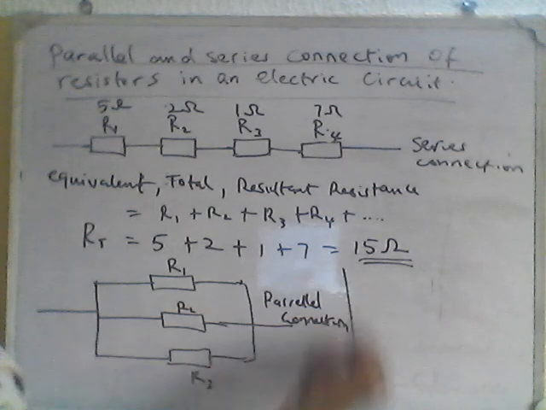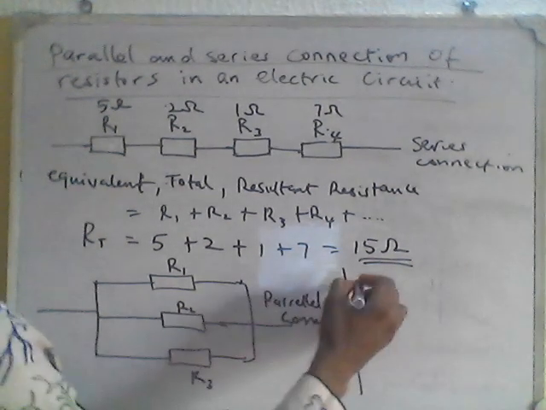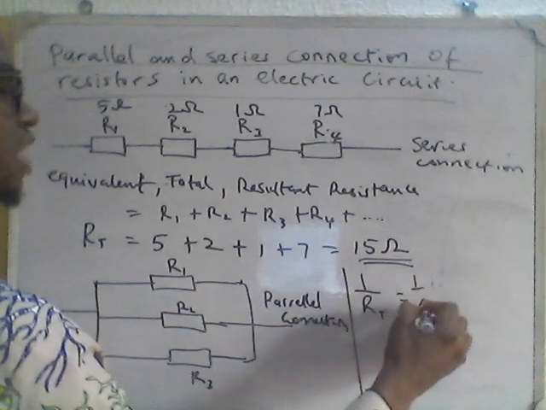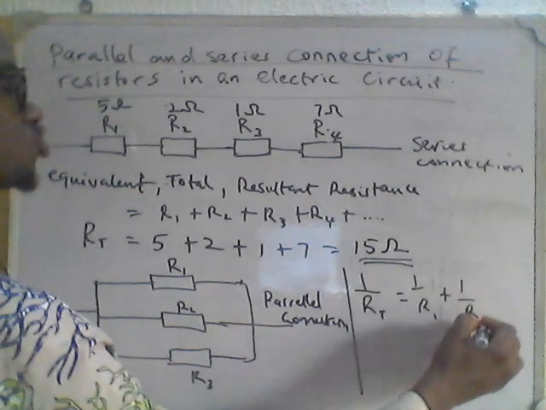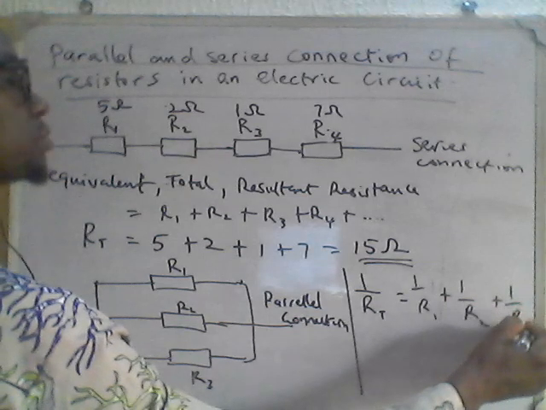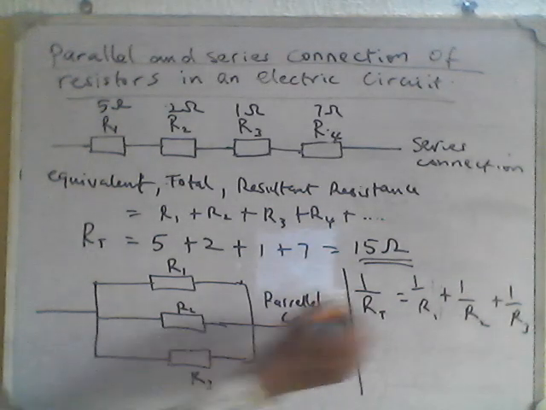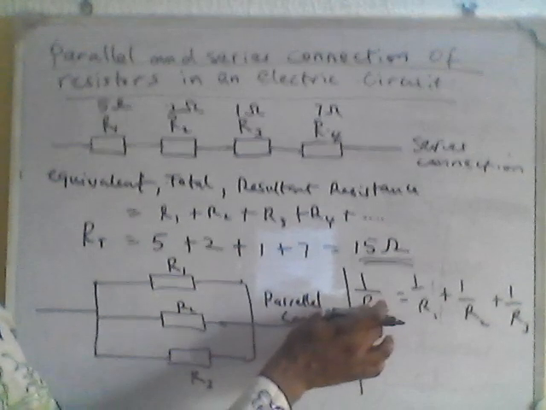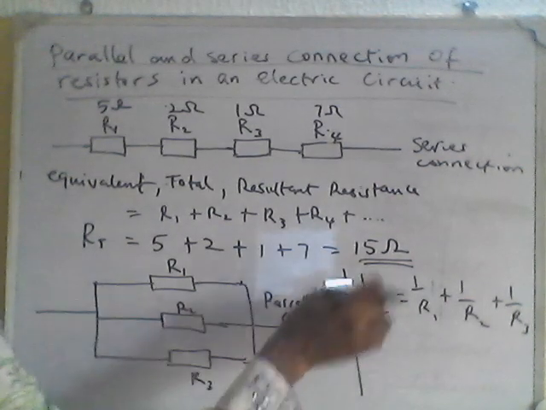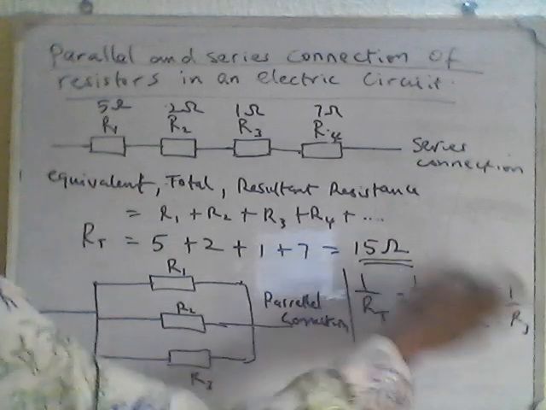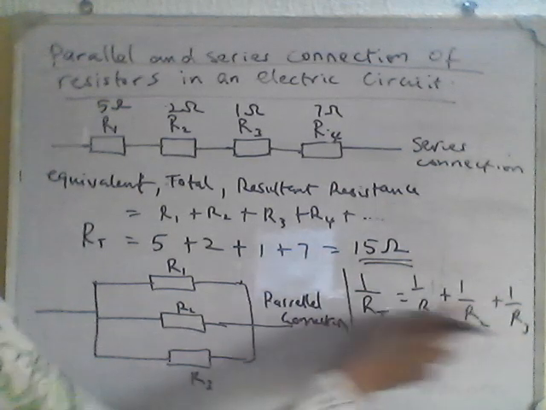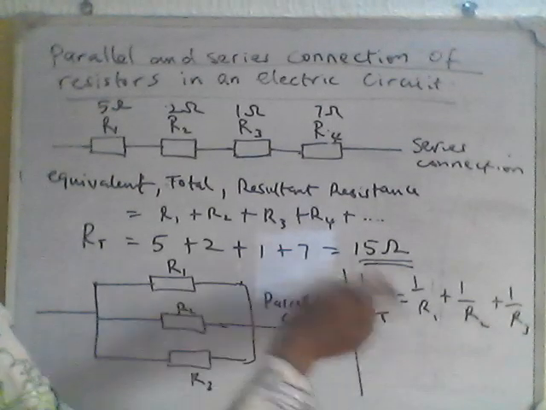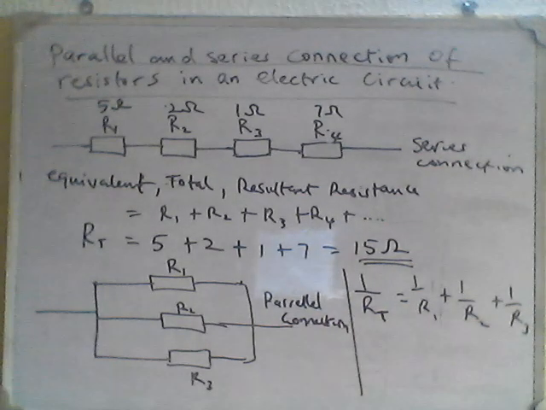And for parallel connection, total resistance: 1 over RT is equal to 1 over R1 plus 1 over R2 plus 1 over R3. So this is how you get it, where RT here is the resultant resistance, equivalent resistance, or total resistance. So you are going to complete this in algebraic form, fractional case, where you have to get the LCM and get the value of RT. We'll do a practical example on this.